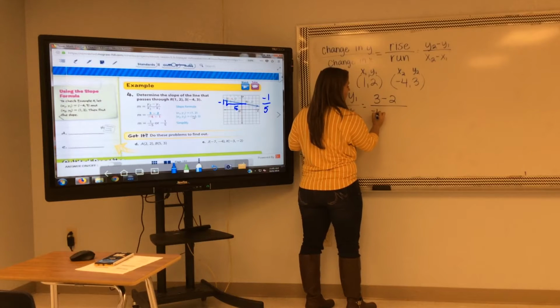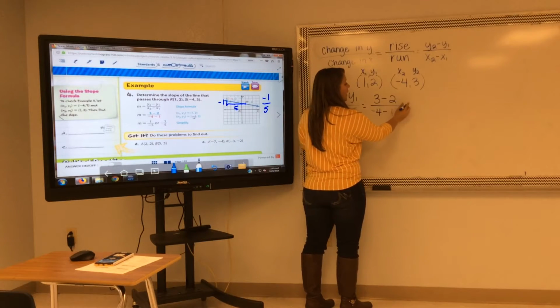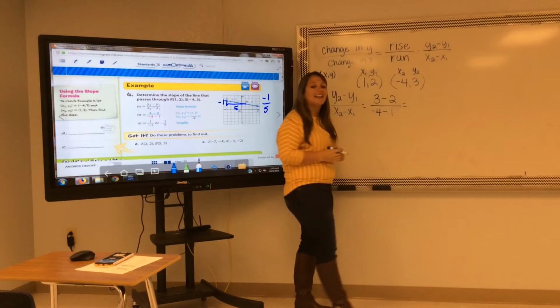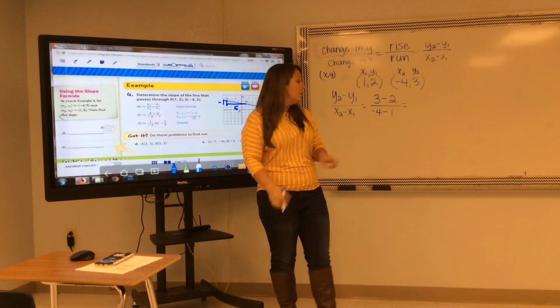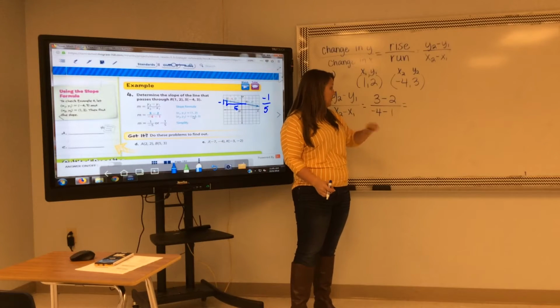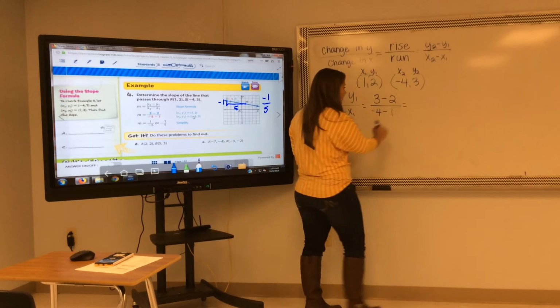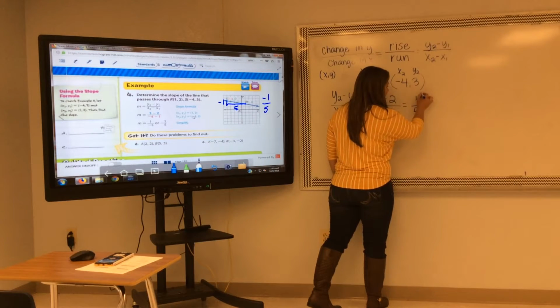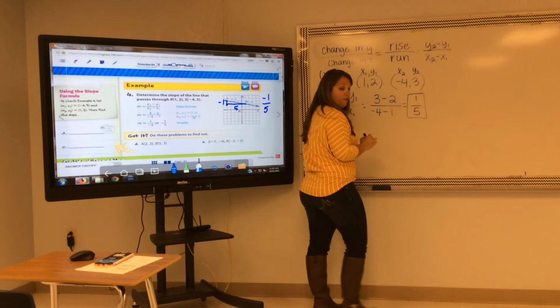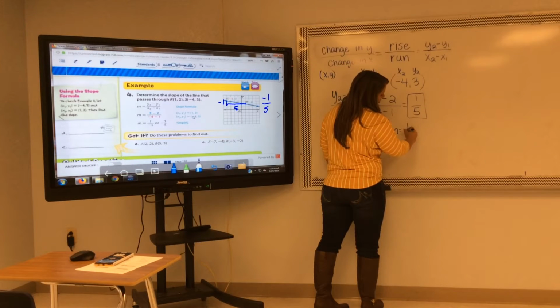x2 is negative 4, minus x1 is 1. And you just type this exactly how it looks into your calculator. You hit control divide to set up that fraction, and put 3 minus 2 on the top, and negative 4 minus 1 on the bottom. And it tells you that it is 1/5. So for my answer, I want to make sure that I say m is equal to 1/5.